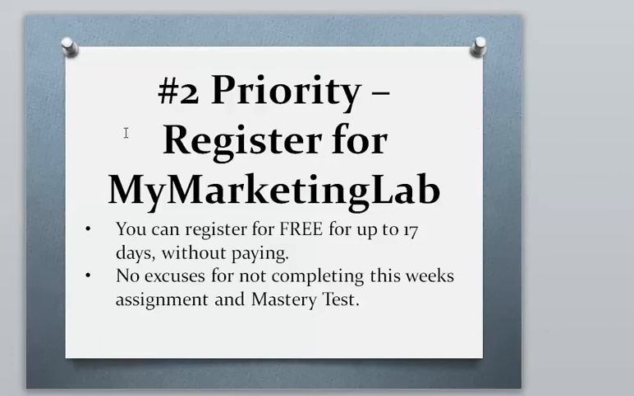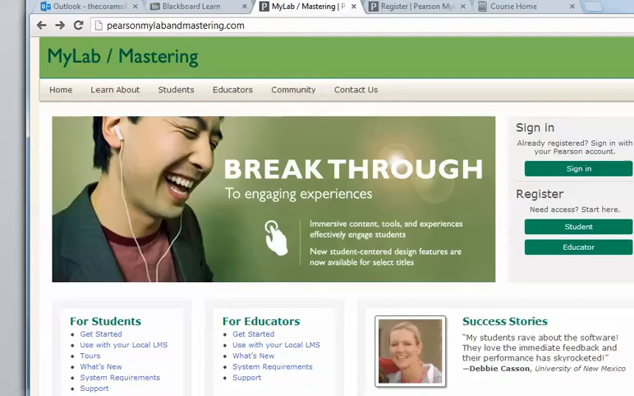So the second priority then is to register for My Marketing Lab. You can register for free for up to 17 days. So that should get everyone more than adequate time to get your resources ordered accordingly. So you can still do your work. You'll have access to an ebook. You'll have access to the software. So there's no excuse for not getting your work done on time.